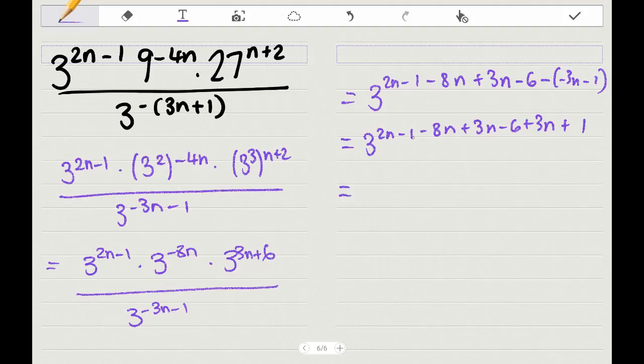So 2n plus 3n is 5n, minus 8n, that all cancelled. And we have minus 1 plus 1 cancel, so we just have minus 6. So we would like to make this positive, so we move it to the denominator.